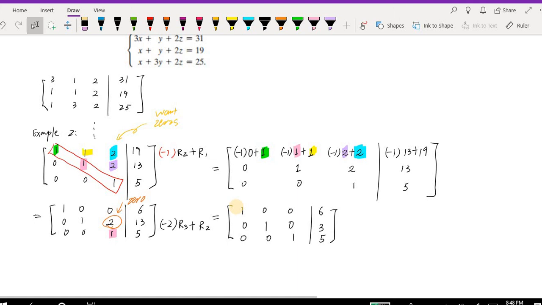You can do it step by step. We actually got exactly what we wanted, right? Diagonals are 1, the rest is 0. So from here, I can say my x equals 6, y equals 3, and z equals 5. So then my solution is just going to be 6, 3, and 5. Once you're used to it, it's going to be much better.